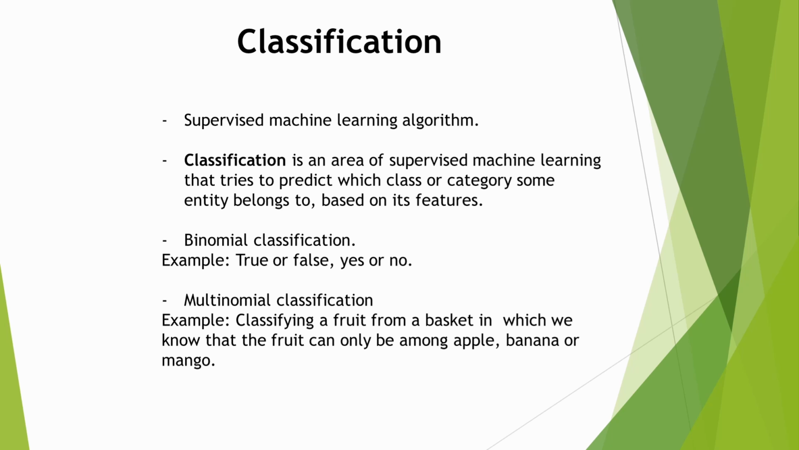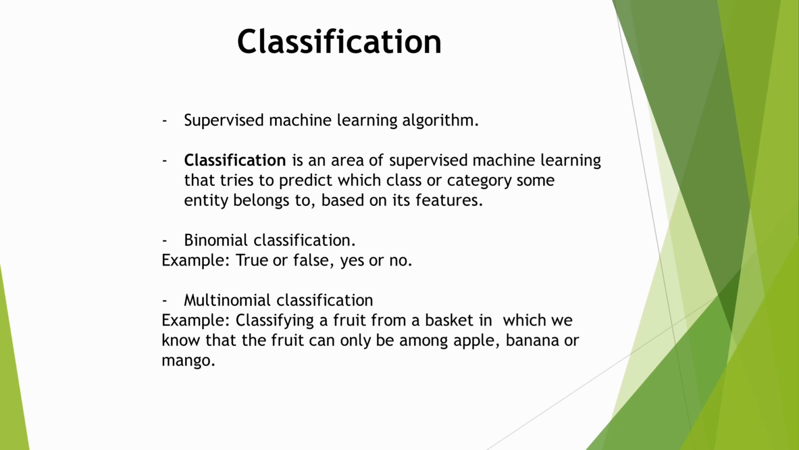So what is classification? Classification is something where we are going to predict some outcome which is basically categorical. It can be a binomial classification or multinomial classification. In binomial classification, the outcome will be true or false, like yes or no, it is binary basically. And in multinomial classification, the data which we are going to predict can be more than two classes.